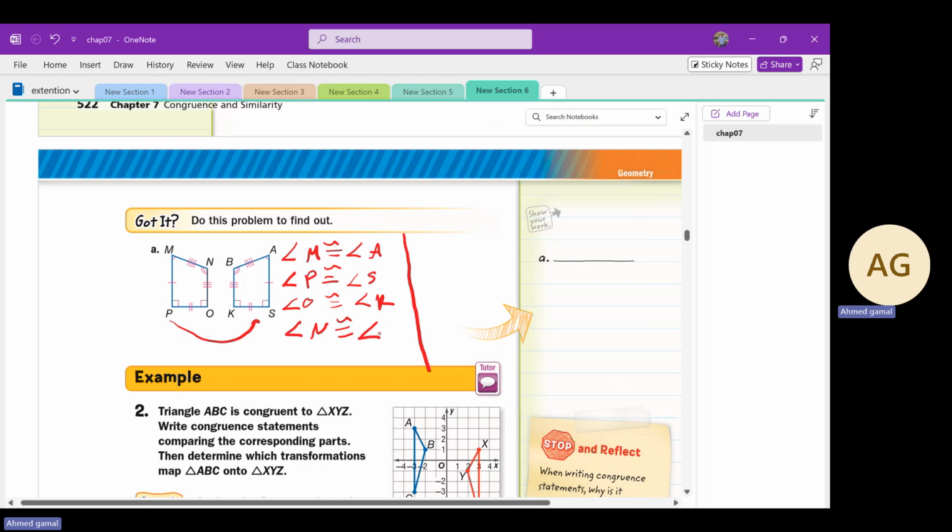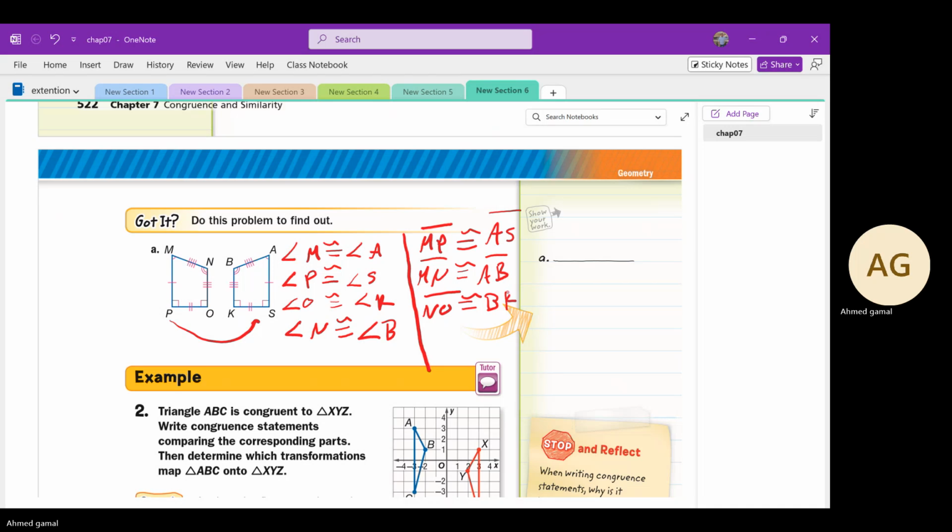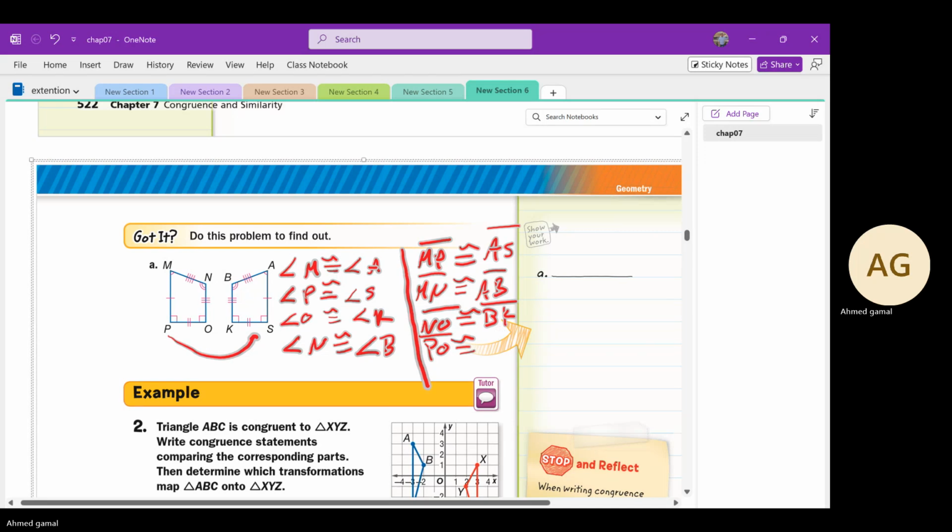congruent to angle B. About the sides, side MP is congruent to AS. MN is congruent to AB. NO is congruent to BK. PO is congruent to SK. And that's it.